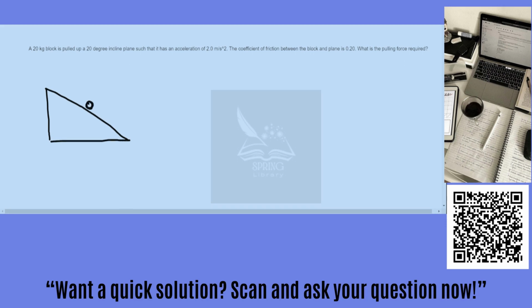So free body diagram, we've got the inclined plane. It's got a 20-degree angle. We've got the force of gravity pulling straight down. We've got the normal force perpendicular to the surface, as always. And then we're going to have the friction force opposite the direction of motion, and the tension force or the applied force is directed up the plane. So the directions that we should use for this are y is perpendicular to the plane, and then x is down the plane. Actually, we'll make x up the plane.